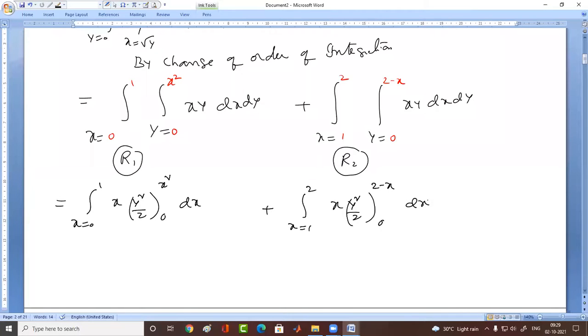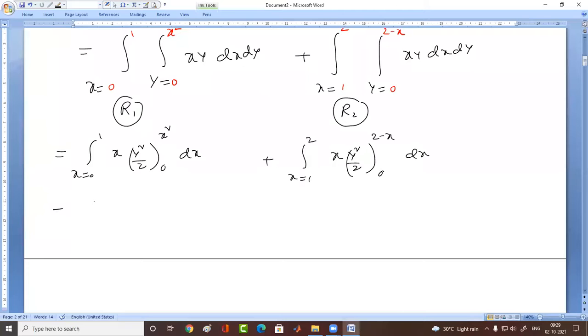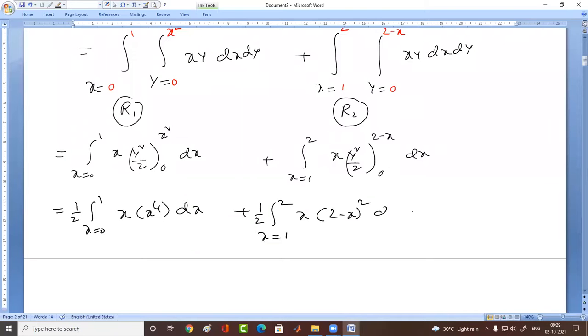Okay. Now integrate. x is 0 to 1. 1 by 2 is constant, x into x power 4, dx. Here, x is 1 to 2. 1 by 2 is constant, and x into (2 minus x) whole squared, dx.